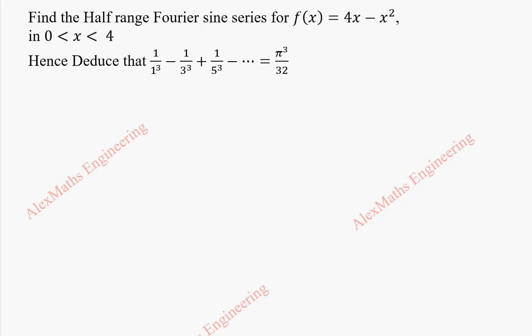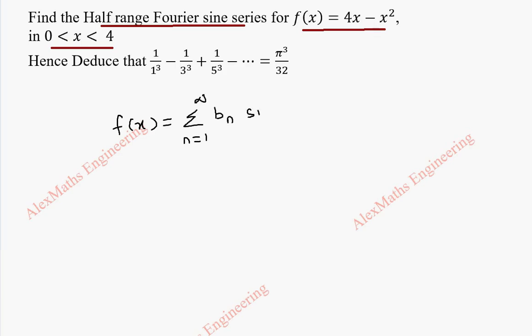In this video, we are going to find the half-range Fourier sine series for the given function f of x equal to 4x minus x square in 0 less than x less than 4. So the expansion formula is f of x equal to summation n equal to 1 to infinity bn sine n pi x by L, but here L is 4 because they have given 0 less than x less than 4.